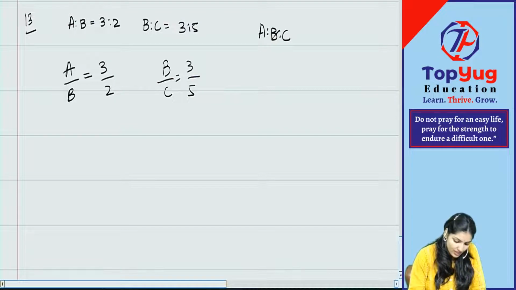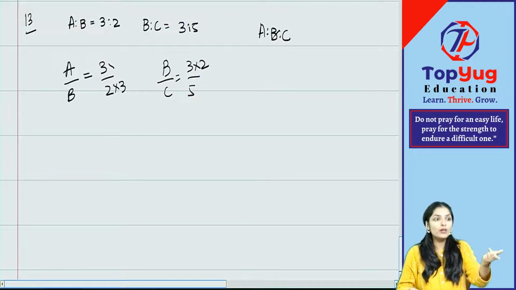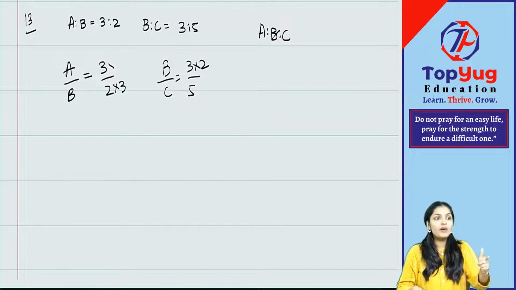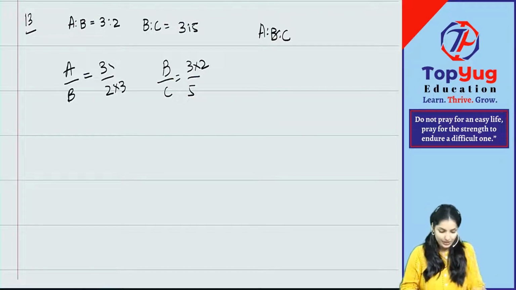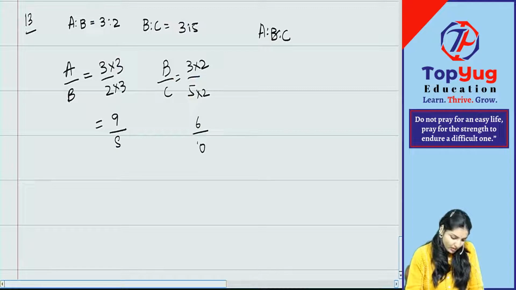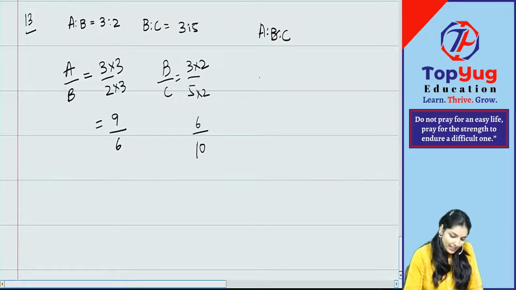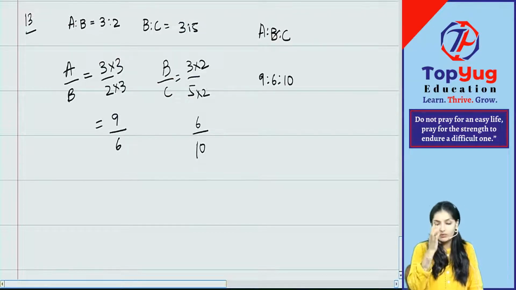So here what I will do is multiply B by 3 here and by 2 here, so as to get the same value. If I am doing it in the numerator, I have to do it in the denominator. If I am doing it in the denominator, I have to do it in the numerator. So into 3 and into 2, this will be 9 by 6, sorry, 9 by 6, and then 6 by 10. Can I equate it now, B being the same? So directly I can write 9 is to 6 is to 10. Okay, now you can copy.